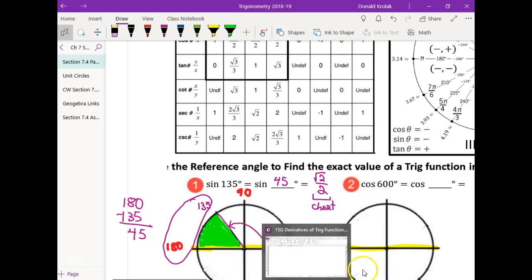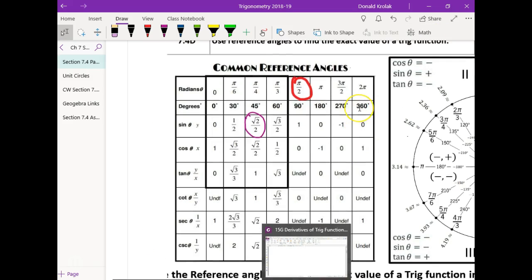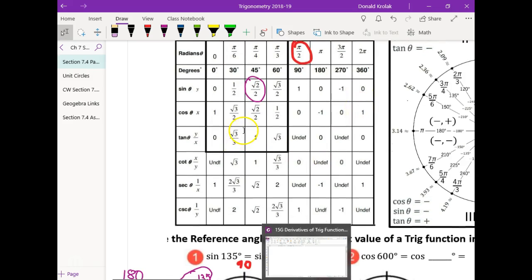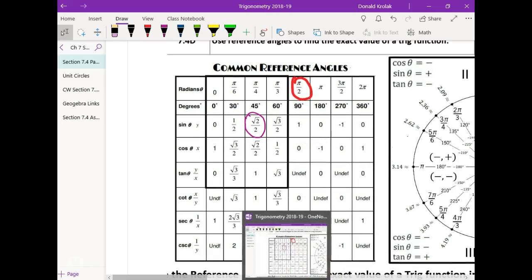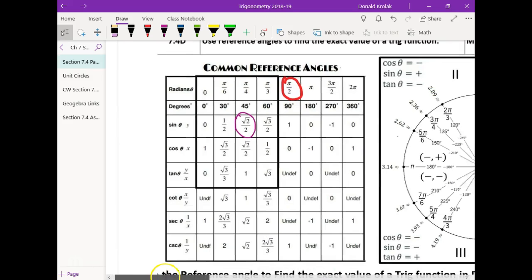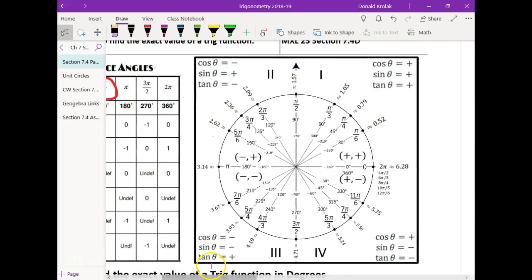Okay, now I got to decide, is it positive or negative? Positive. Okay, how come? Wait, hold up. Holding. Because it's in the upper quadrant. Which quadrant? That would be quadrant 2, right? Mm-hmm, right there. And we know sine is positive. Okay.